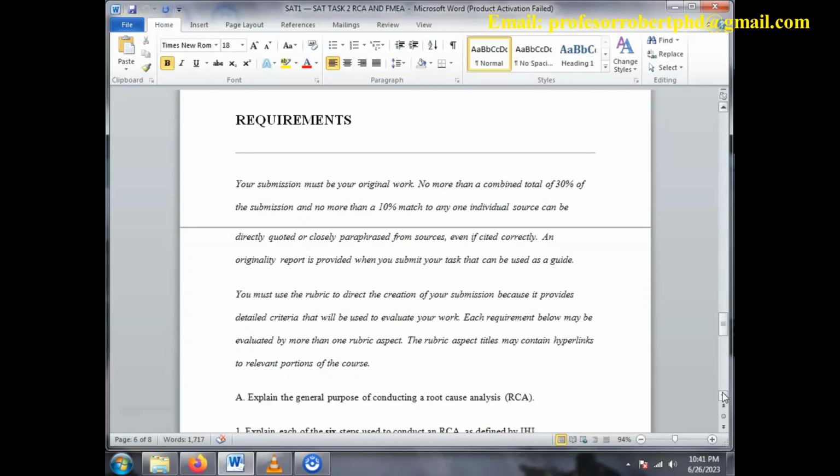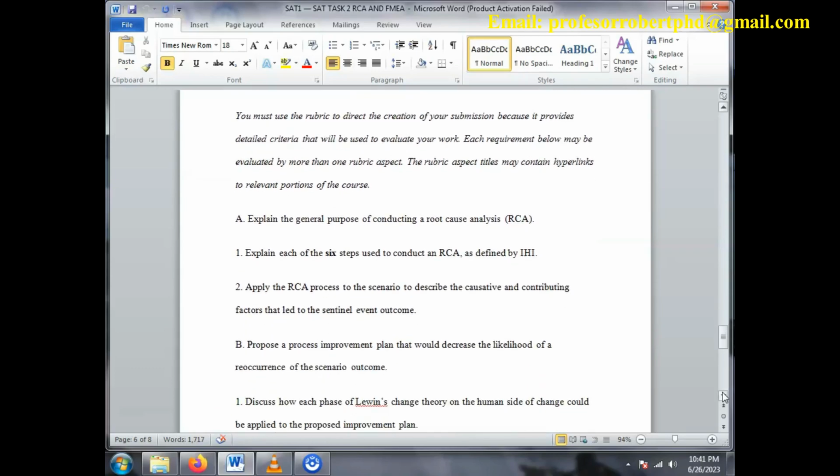Requirements. Your submission must be your original work. No more than a combined total of 30% of the submission, and no more than a 10% match to any one individual source, can be directly quoted or closely paraphrased from sources, even if cited correctly. An originality report is provided when you submit your task that can be used as a guide. You must use the rubric to direct the creation of your submission, because it provides detailed criteria that will be used to evaluate your work. Each requirement below may be evaluated by more than one rubric aspect. The rubric aspect titles may contain hyperlinks to relevant portions of the course.